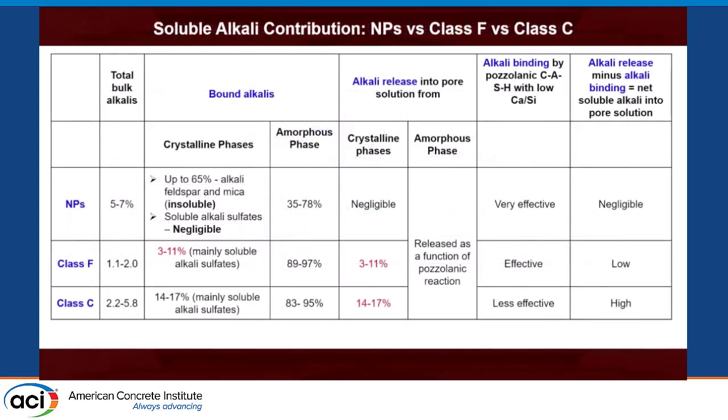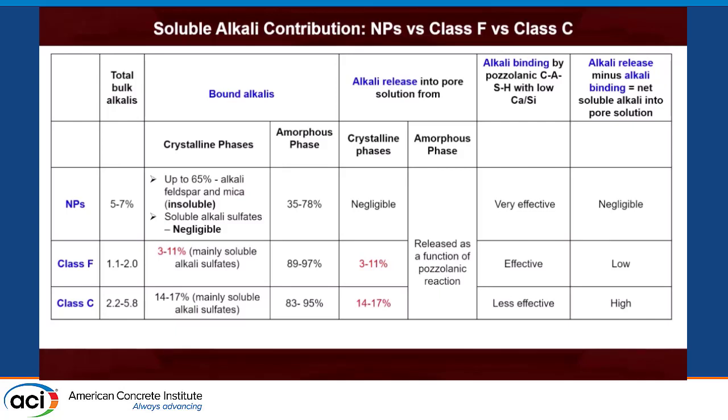Now, you see a comparative assessment: natural pozzolan, class C, class F. Natural pozzolan, those crystalline phases don't contribute any alkali, so soluble alkali is very low. Now, alkali binding is a very important parameter. Natural pozzolan produces pozzolanic product which consumes alkali from the pore solution. So net effect, natural pozzolan doesn't modify the pore solution, it doesn't elevate it. That's a good thing. Class F, intermediate.